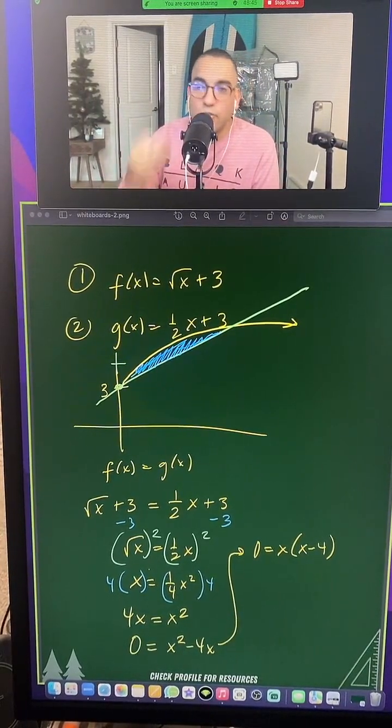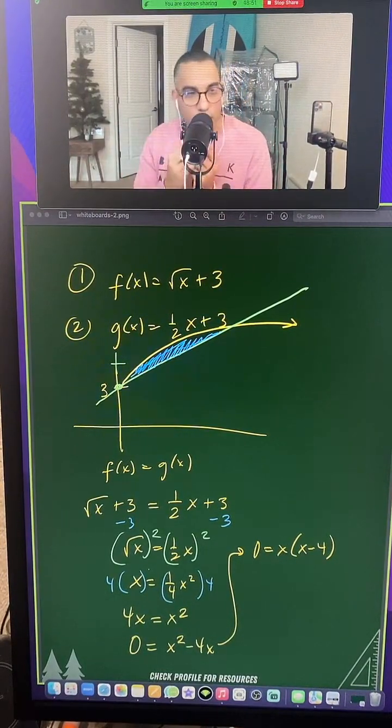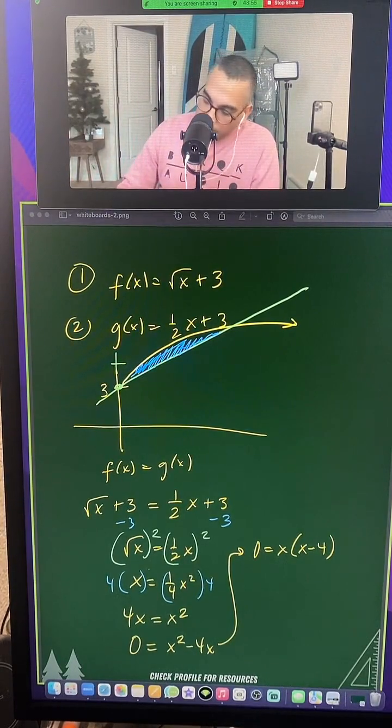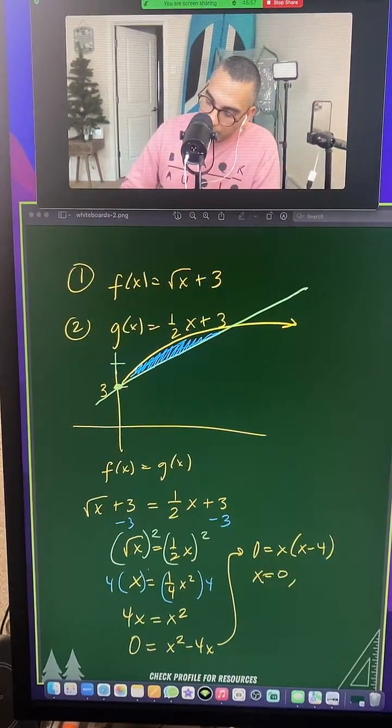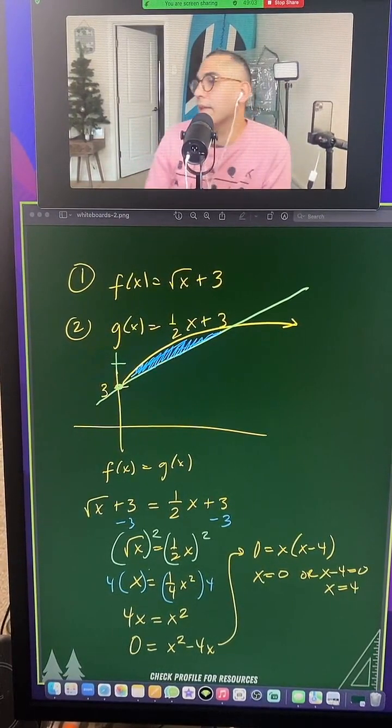And again, we're going to use the zero product property. Whenever you have two things being multiplied together and it equals 0, at least one of them is equal to 0. So that means x is equal to 0 or x minus 4 is equal to 0. So that means x is equal to 4.